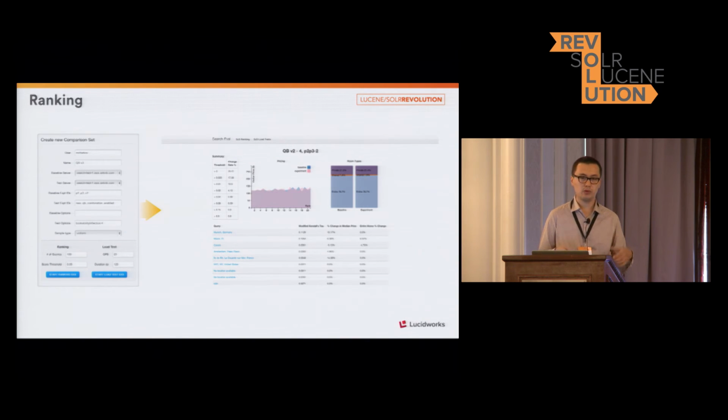And then the tool issues queries from a sample of real user activity and detects which queries produce different results under those different options. As a result, it creates this report that you can see on the right side, which includes some summary statistics. So the change rate by different change thresholds.